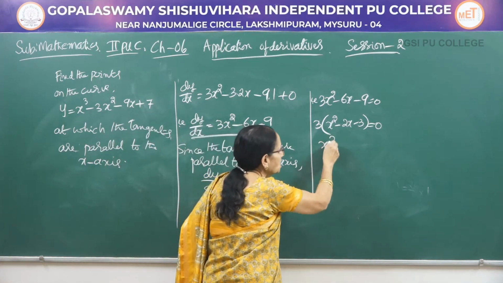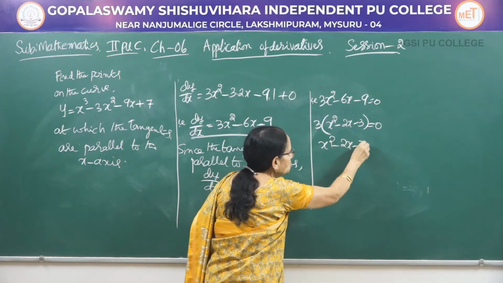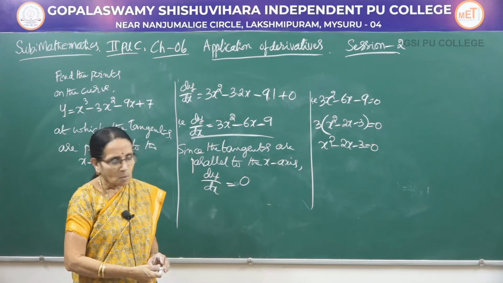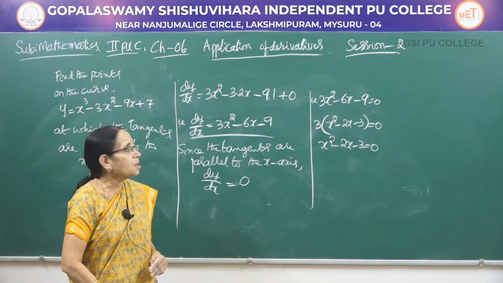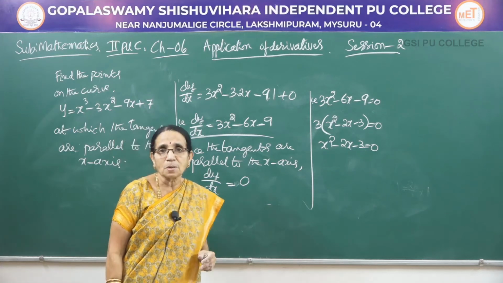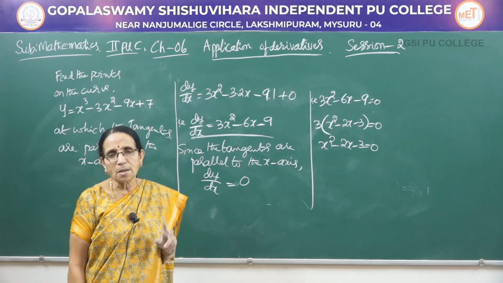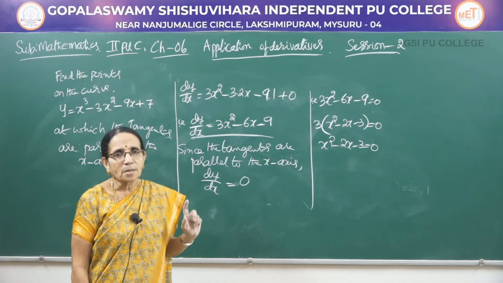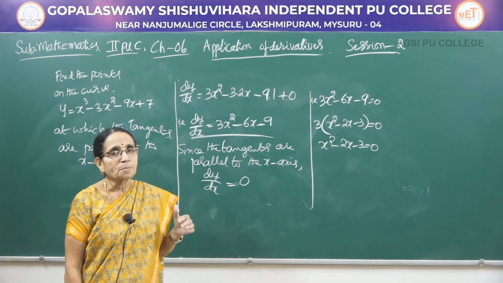That is, you write x square minus 2x minus 3 equal to 0. Now, what is the procedure? I hope you remember that one. To solve a quadratic equation, there are two methods. One is factorization, the other one is using the formula.